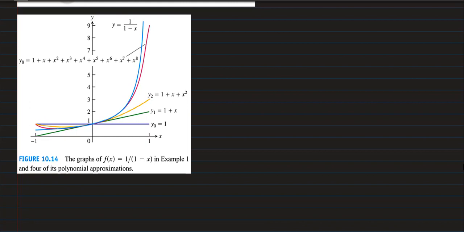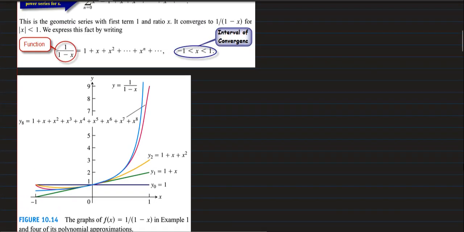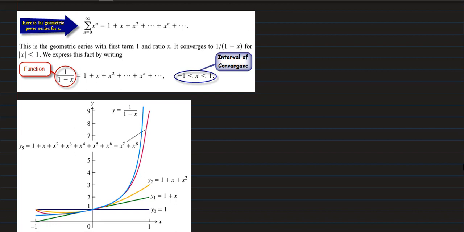Let's look at this figure. It says the graph of f of x equals 1 over 1 minus x is given right here. It's this blue graph, y equals 1 over 1 minus x, which is what we said that our power series of x to the n converged to. That's that blue graph right there. We're expanding out the terms of this polynomial function. Our 0-degree polynomial would just be the constant function y equals 1.